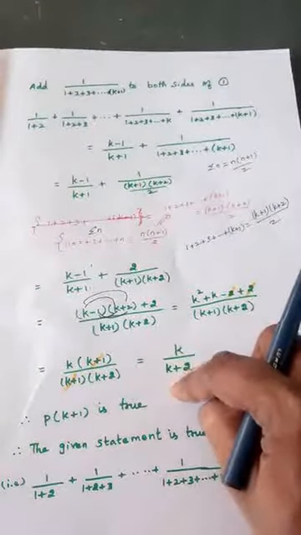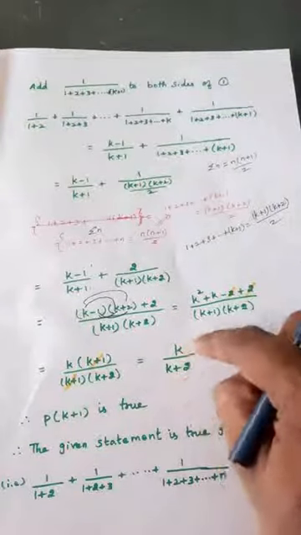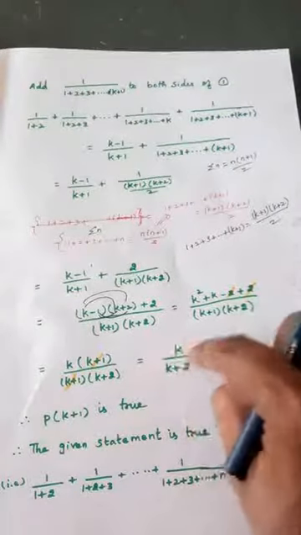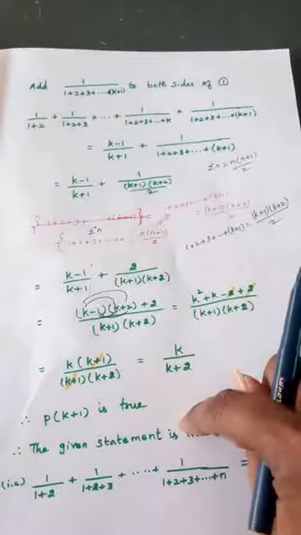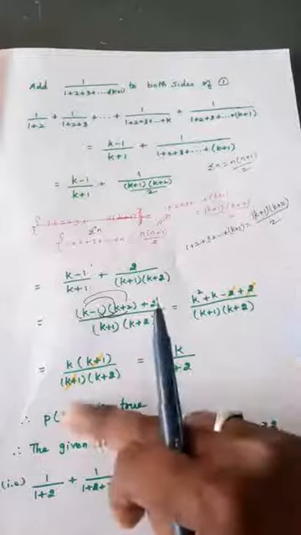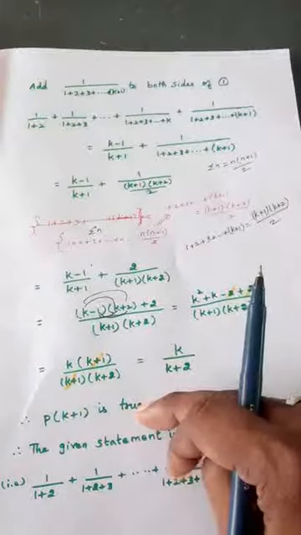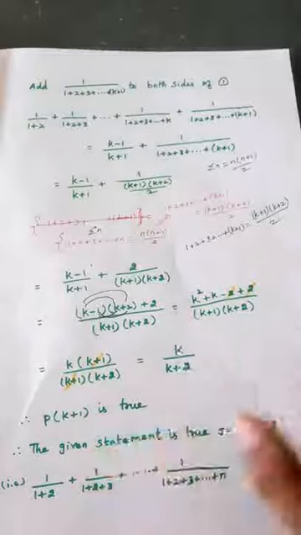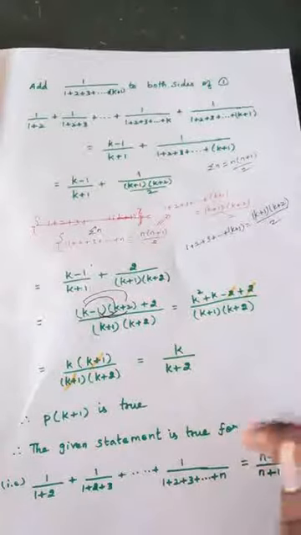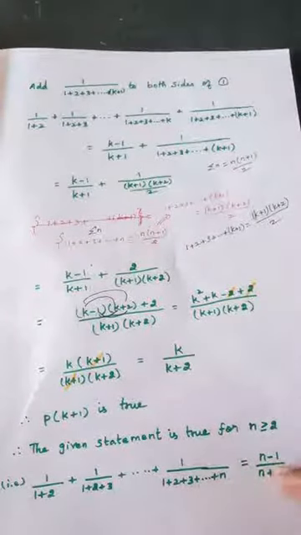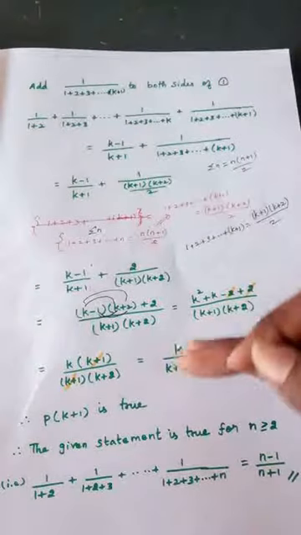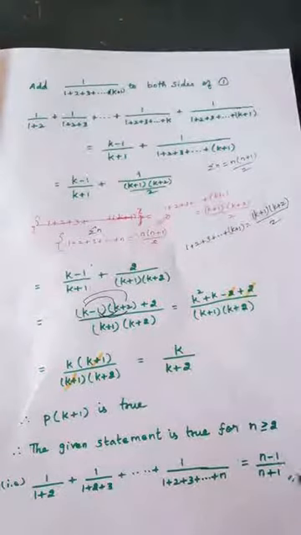If you see the two terms that we found out, the answer that we should get is this. Since we got this answer, we will say P of k plus 1 is true. That is, the result is true for n equal to k plus 1. So immediately we will say, therefore the given statement is true for n greater than or equal to 2. Hence, the result that I have given, we have proved. So this is the formula which is correct because of this mathematical induction. So this is accepted as a correct result.